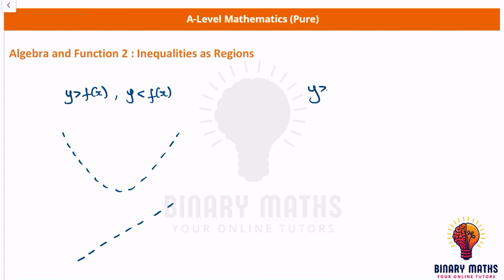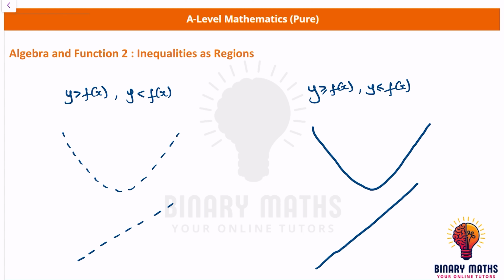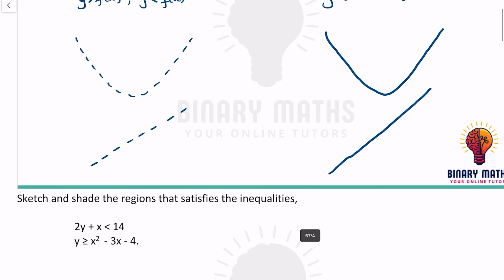If y is greater than or equal to f of x, or y is less than or equal to f of x, then in both these cases, because you're including it being equal, you're including points on the curve, so you draw it as a solid curve. Same thing with a line. With the line, you have to do a solid line when it's greater than or equal to or less than or equal to. Okay, let's apply these to some examples.